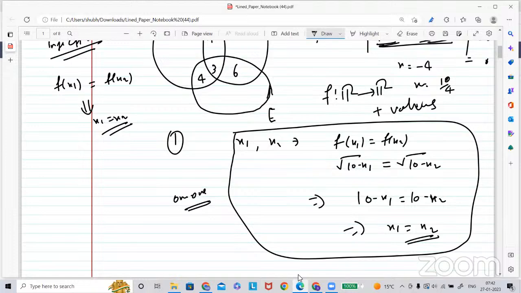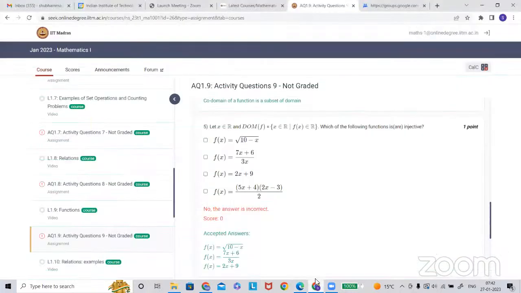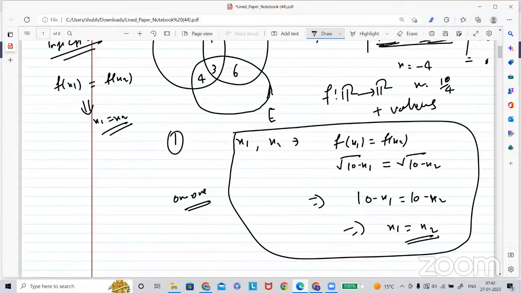Now using this procedure, can you solve the other options also, like this one, this one? Am I audible? Yes, sir. Yes, sir, we can try. Is that clear? Using this procedure, you yourself can tell.